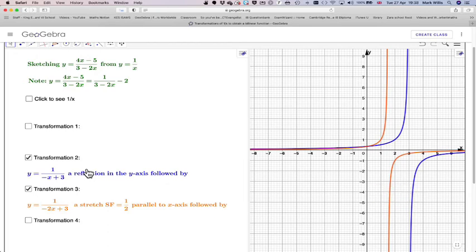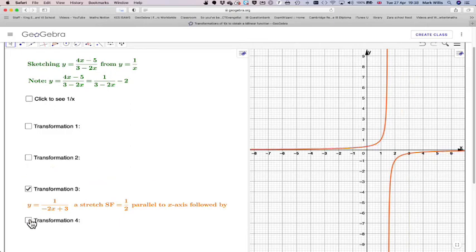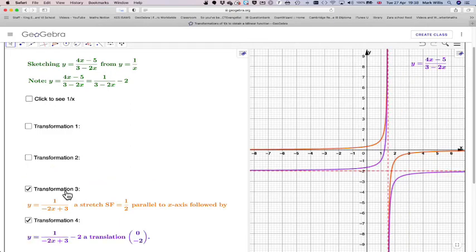Okay, and then finally we will take the 2. So taking the 2, let's get rid of the blue one, and taking the 2 will move the orange graph down to here, 2 units. Everything being moved down 2 units. Okay, so it's a translation (0, -2).